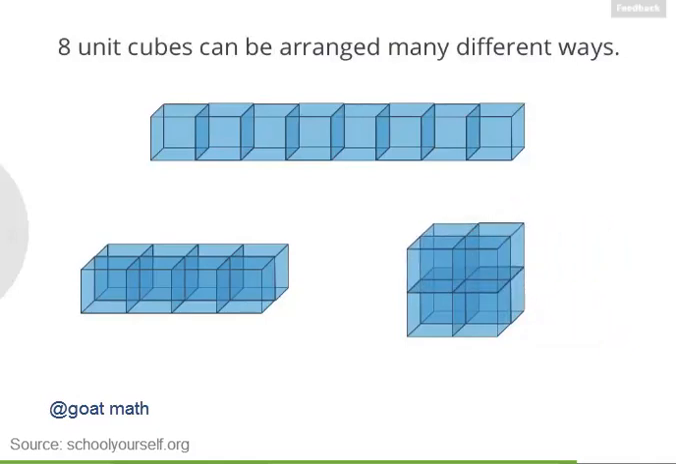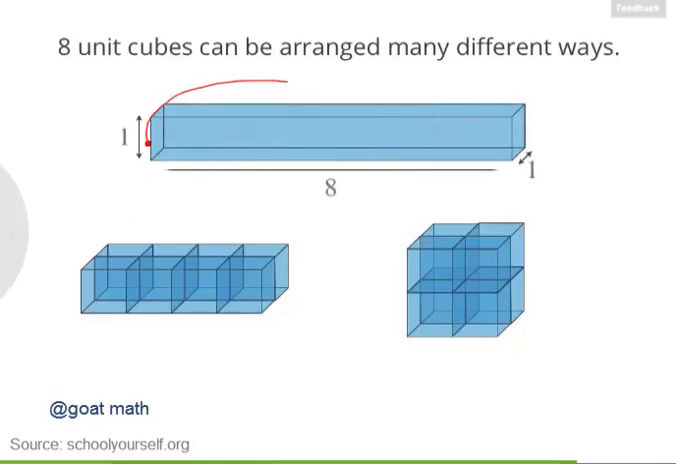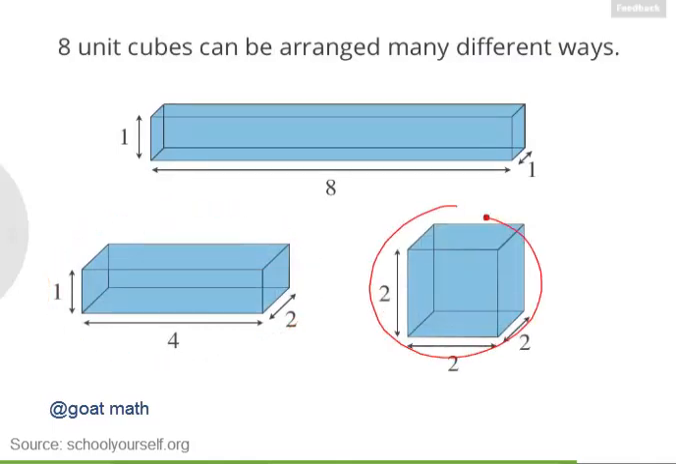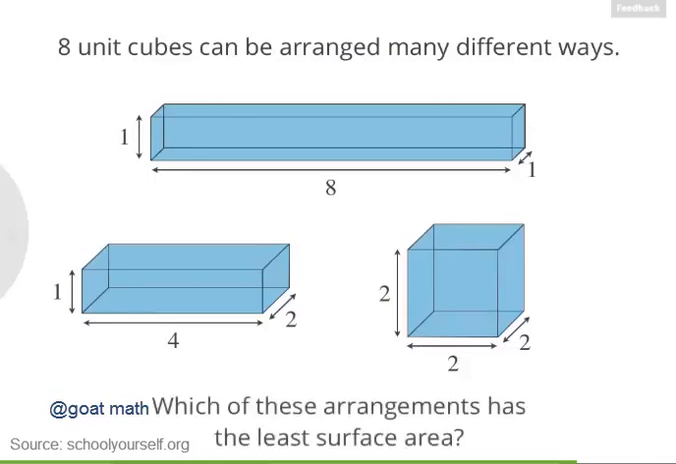So looking at these 3 different arrangements, we have a prism with a length of 8 and a height and depth of 1, another prism that's 1 by 4 by 2, and a cube that's 2 by 2 by 2. And all of these are made up of 8 unit cubes. But it turns out that these 3 arrangements all have different surface areas. Which of these has the least surface area?